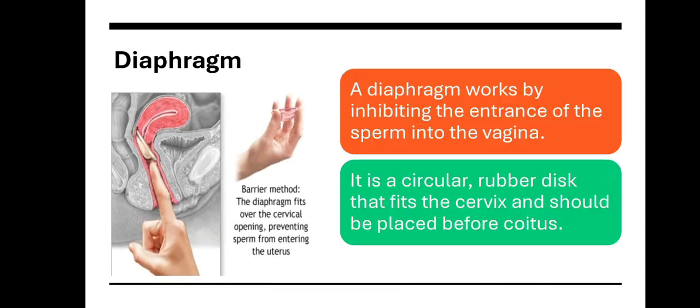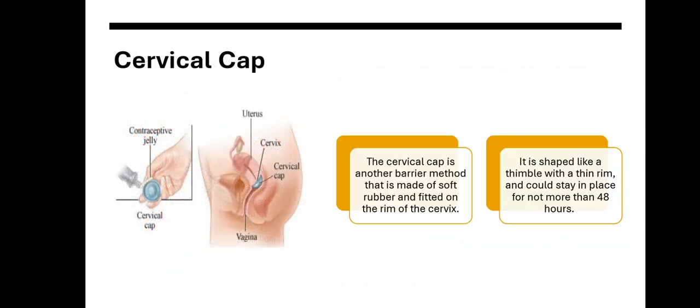Diaphragm. A diaphragm works by inhibiting the entrance of the sperm into the vagina. It is a circular, rubber disc that fits the cervix and should be placed before coitus. Cervical cap. The cervical cap is another barrier method that is made of soft rubber and fitted on the rim of the cervix. It is shaped like a thimble with a thin rim, and could stay in place for not more than 48 hours.